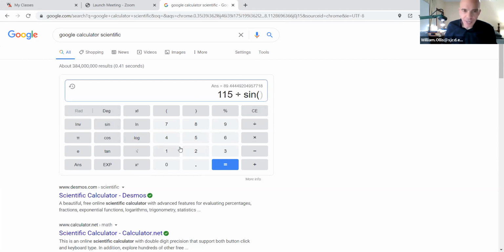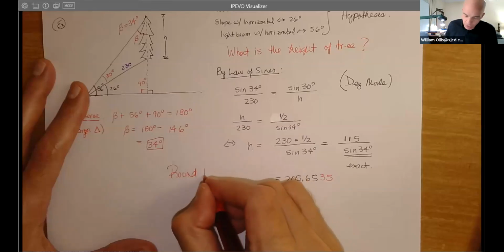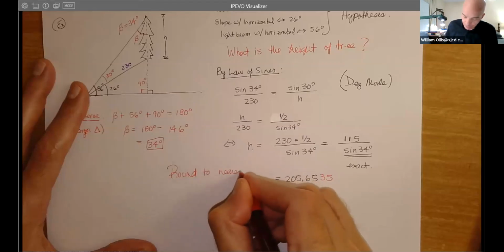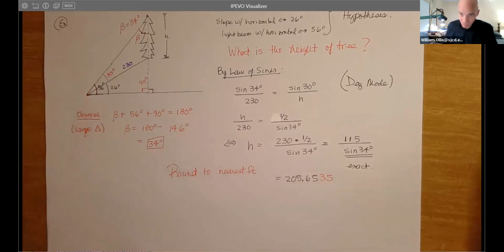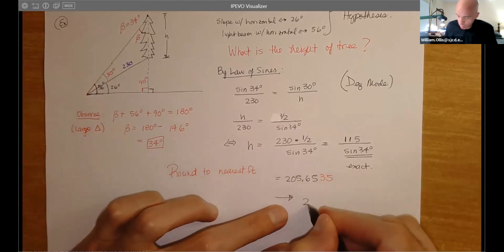So you see this theorem is great. If you do surveying, this would be a very nice theorem to know. And this will give us approximately 205.65. And then in WebAssign, they say round. Let me write this out. Let me go back to my document cam. And so they say round to the nearest foot. So this gives us 206 feet.